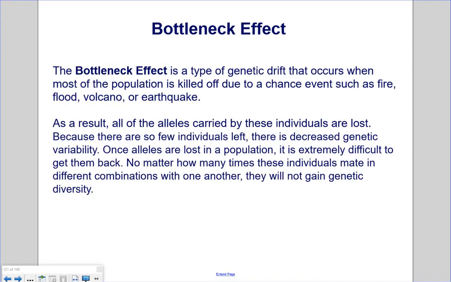Bottleneck Effect. The bottleneck effect is a type of genetic drift that occurs when most of the population is killed off due to a chance event such as a fire, flood, volcano, or earthquake. As a result, all of the alleles carried by these individuals are lost. Because there are so few individuals left, there is a decreased genetic variability. Once alleles are lost in a population, it is extremely difficult to get them back. No matter how many times these individuals mate in different combinations with one another, they will not gain genetic diversity.